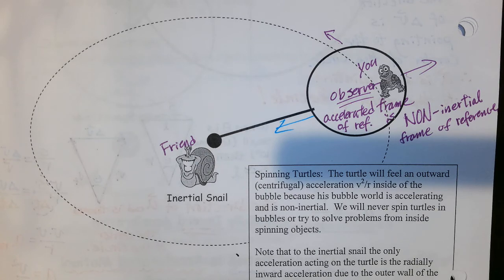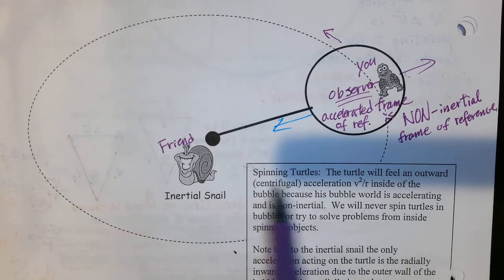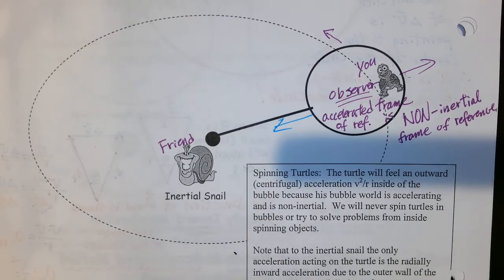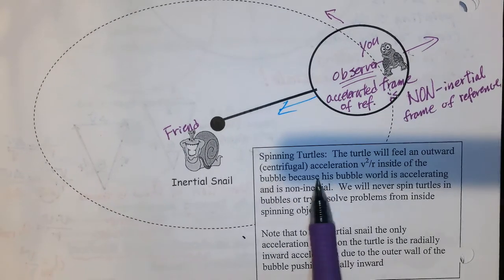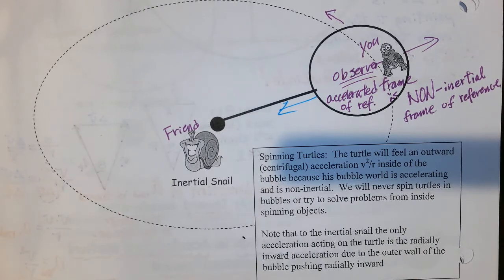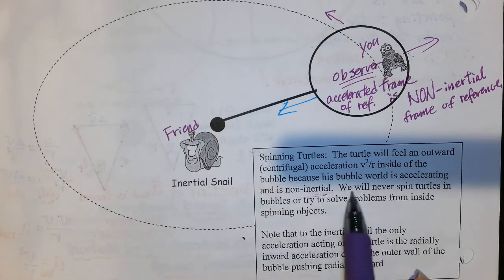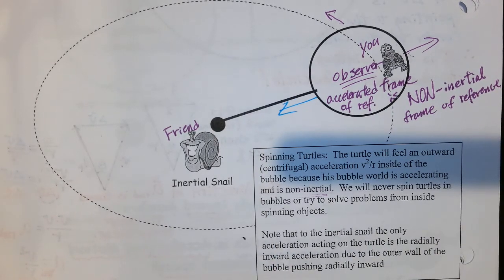So we will not be working in a non-inertial frame of reference. All right? So spinning turtles: the turtle will feel an outward centrifugal acceleration inside of the bubble because this bubble would be accelerating, and it is a non-inertial frame of reference. We will never spin turtles in a bubble or try to solve problems inside of spinning objects. Every problem that we're going to be doing in Newtonian mechanics is going to be in an inertial frame of reference.